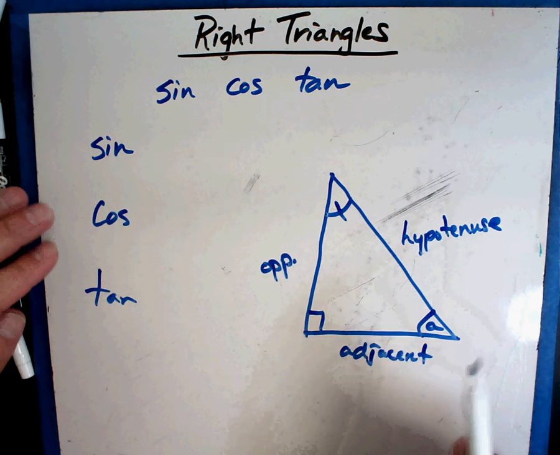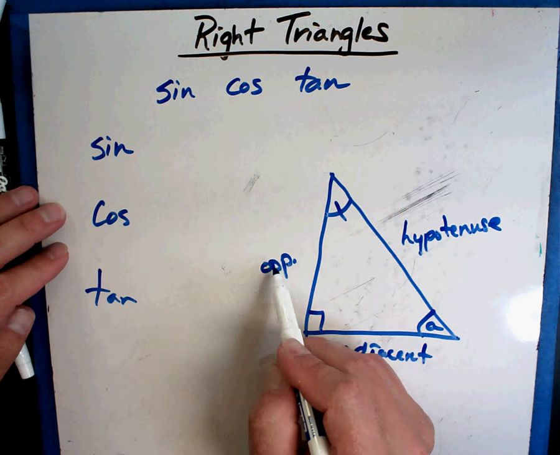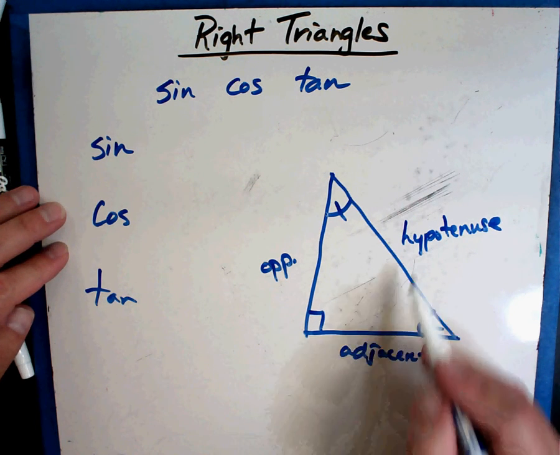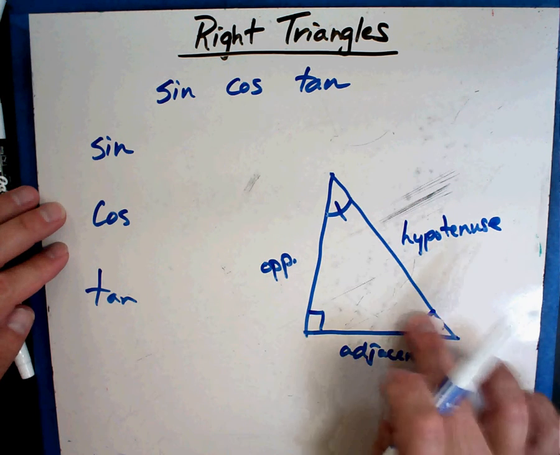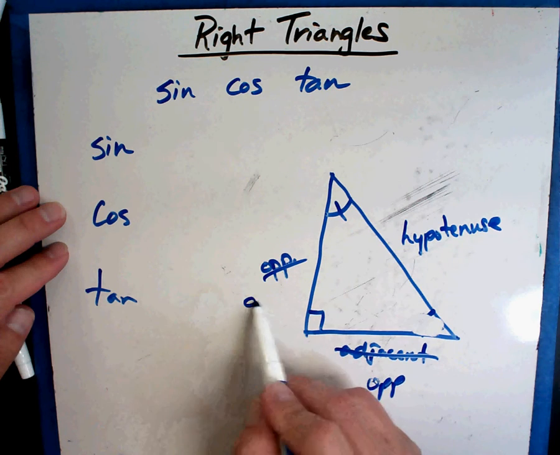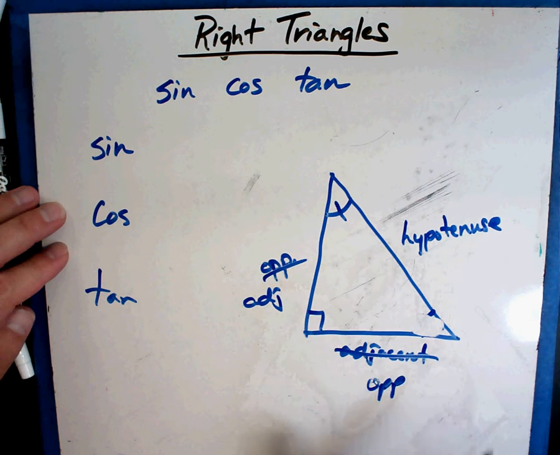Okay, so let me say that again. From angle A, opposite of the angle, adjacent means touching the angle. Hypotenuse is always the longest. If I were talking about this angle, then these two words switch. This is opposite, and this is adjacent, but the hypotenuse doesn't change.